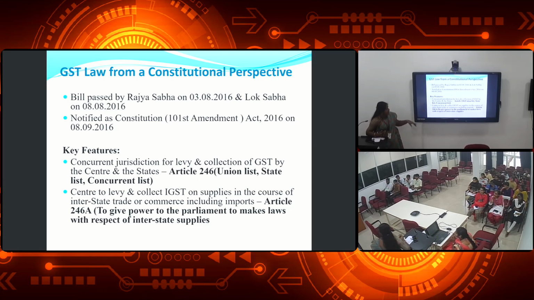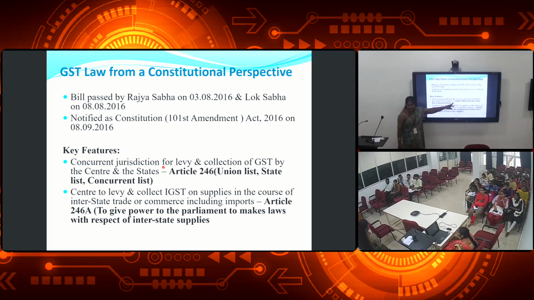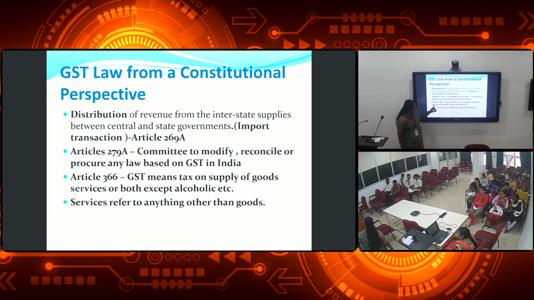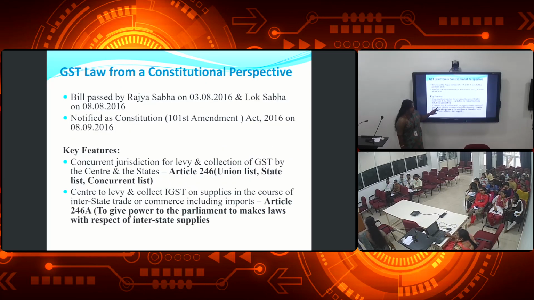One is called concurrent jurisdiction. In concurrent jurisdiction, the levy is going to be imposed by the government. The government is going to impose and collect GST through the Center and the state. For that, they implemented Article 246. In Article 246 previously, what had they implemented? Union list, state list, and concurrent list.